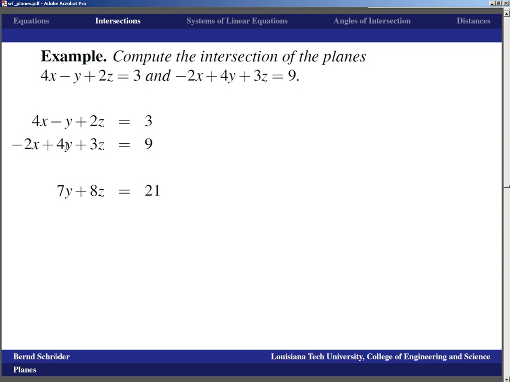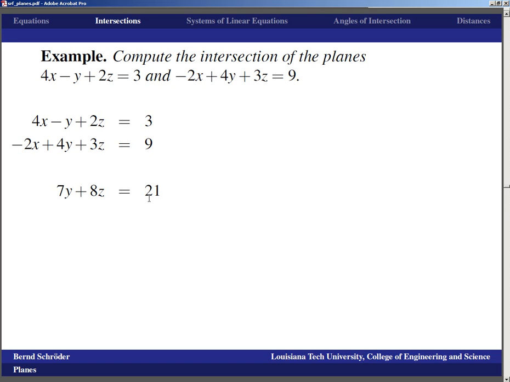Actually, sorry, I add. I'm not quite focusing right here. I add 2 times the second equation to the first one. That gives me negative 4x plus 4x, so the x's are gone. Then I have 2 times 4y is 8y minus y is 7y, 2 times 3z plus 2z is 8z, and 2 times 9 plus 3 is 21.